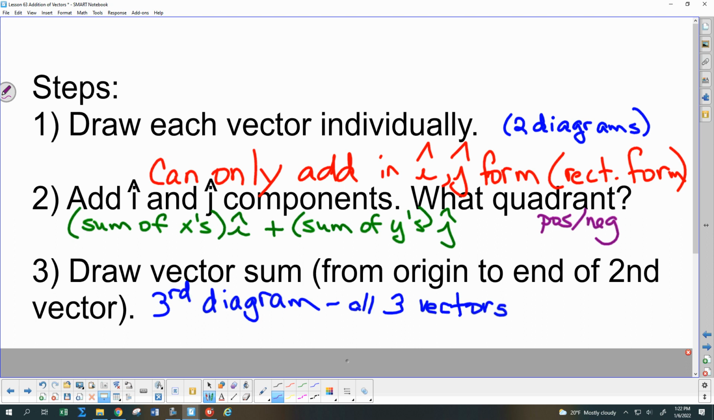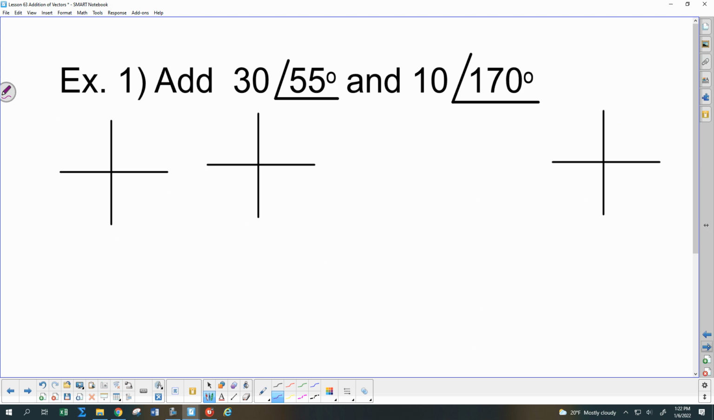So for now, we're going to have 3 sketches each time we do these. So let's jump in and try our first one. We are going to add 30 at 55 degrees. So first step is we need to draw that. That one's pretty easy because 55 degrees is first quadrant, so a little bit more than 45 degrees. And I'm going to say that's 30 long, and this is 55 degrees. We know that I hat and J hat are both positive in that quadrant.